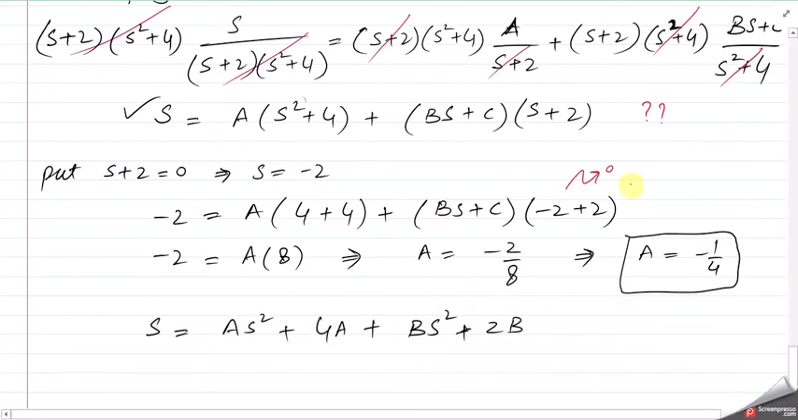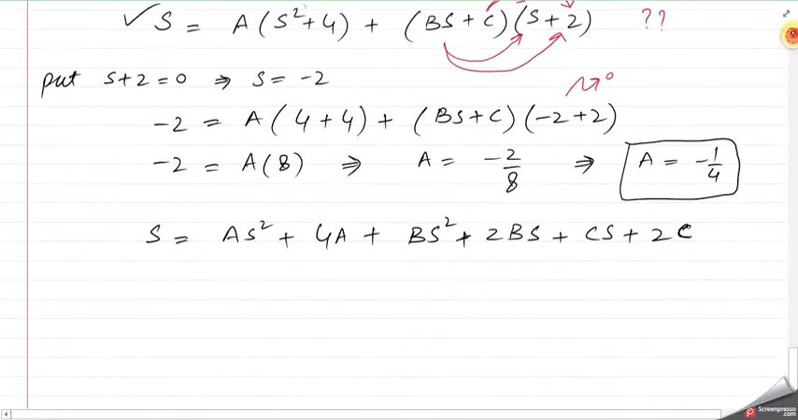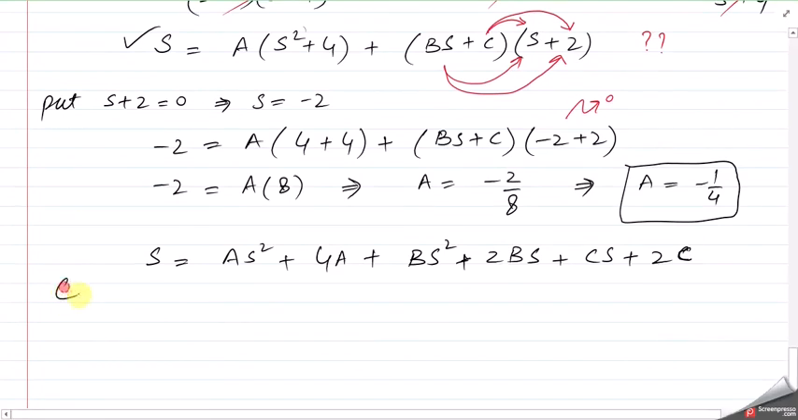Bs square, oops, sorry, bs square plus 2bs plus cs plus 2c. Let's multiply everything. So bs multiplies here, then bs multiplies here, then c multiplies here, and then c multiplies here. 4 terms. Okay? Right. Now we compare coefficients. We can start with s square.